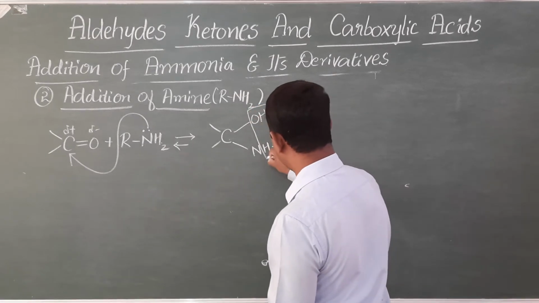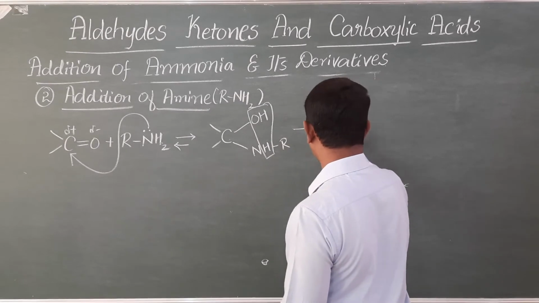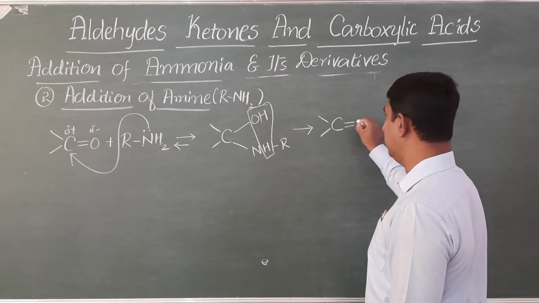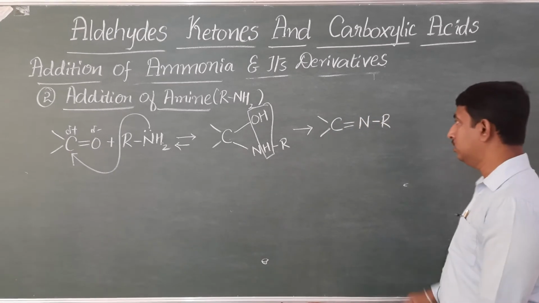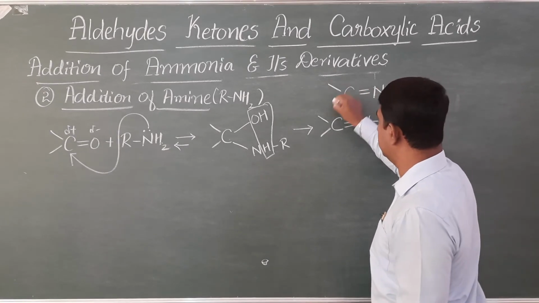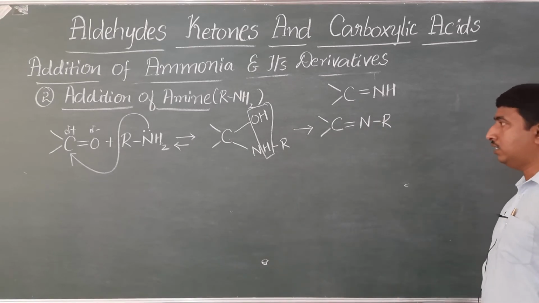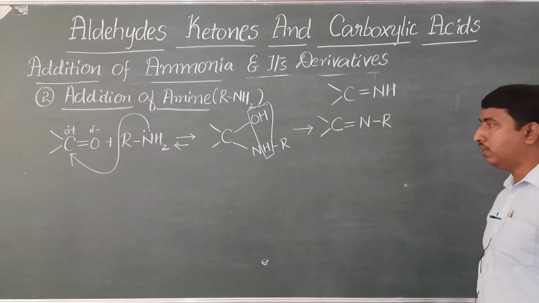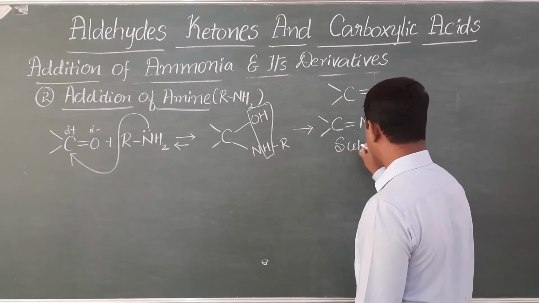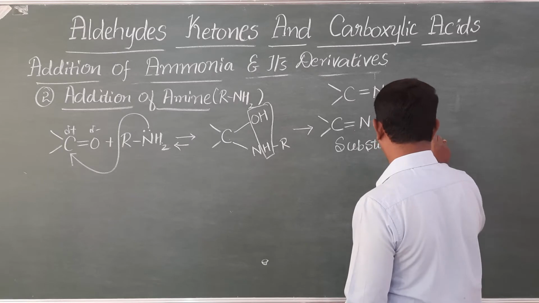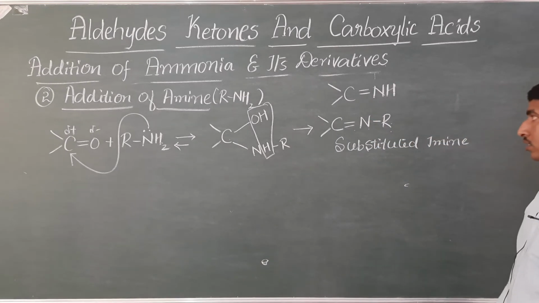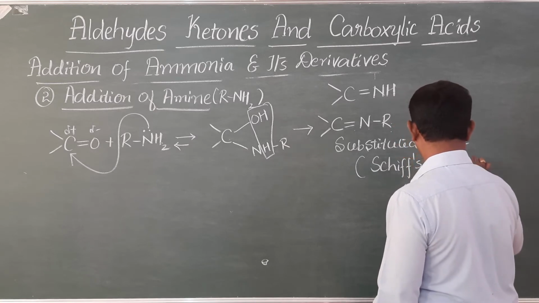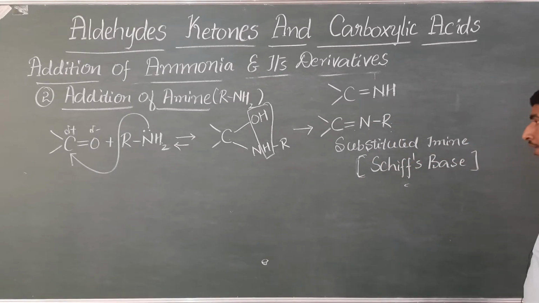This is the intermediate. Next step, loss of water, giving C. Due to the loss of water, carbon loses one of its bonds, nitrogen also loses one of its bonds, so we write a double bond: C double bond NR. It is just like imine. The imine formula is C double bond NH, but here it is C double bond NR. Hydrogen is replaced by a substituent group, that is an alkyl group. So it is called substituted imine. It is also called Schiff's base.